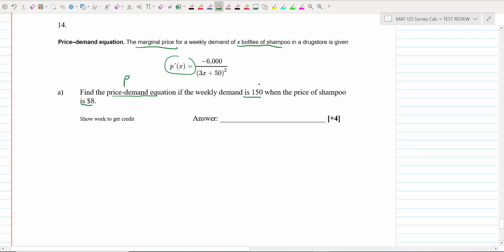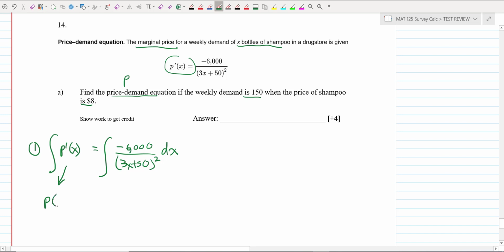shampoo is $8. So the first thing you want to do on this type of differential equation, let's just write it down. We have P prime of X equals negative 6,000 over (3x plus 50) to the second power. Now we need to do the integral of both sides. Okay? Now we know the integral of a derivative is just the function, and that's what we're trying to find anyway. And then with this one, let's pull out the constant and have negative 6,000 times the integral of 1 over (3x plus 50) to the second times dx.